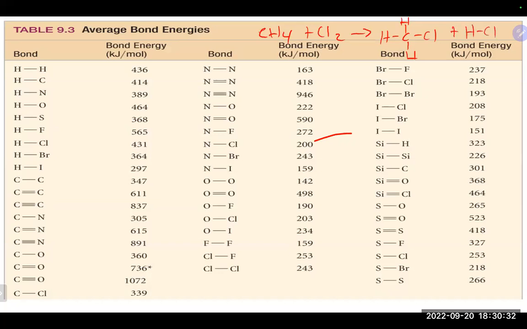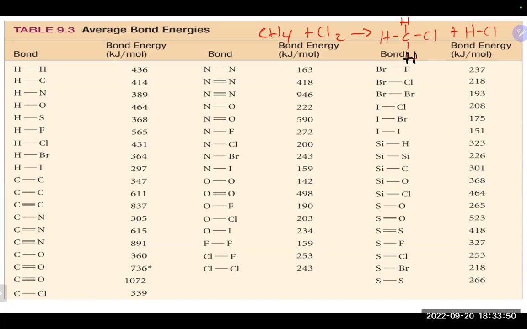So why don't you do that? We want to add up everything that we're going to break on the left-hand side, and then all the bonds that we make on the right-hand side. Again, the ones that we make should be exothermic, negative. The ones we break should be positive. Then add them together and see what you get. Take a minute or two and see what you come up with. Then take a look together here and see if you're on the right track.